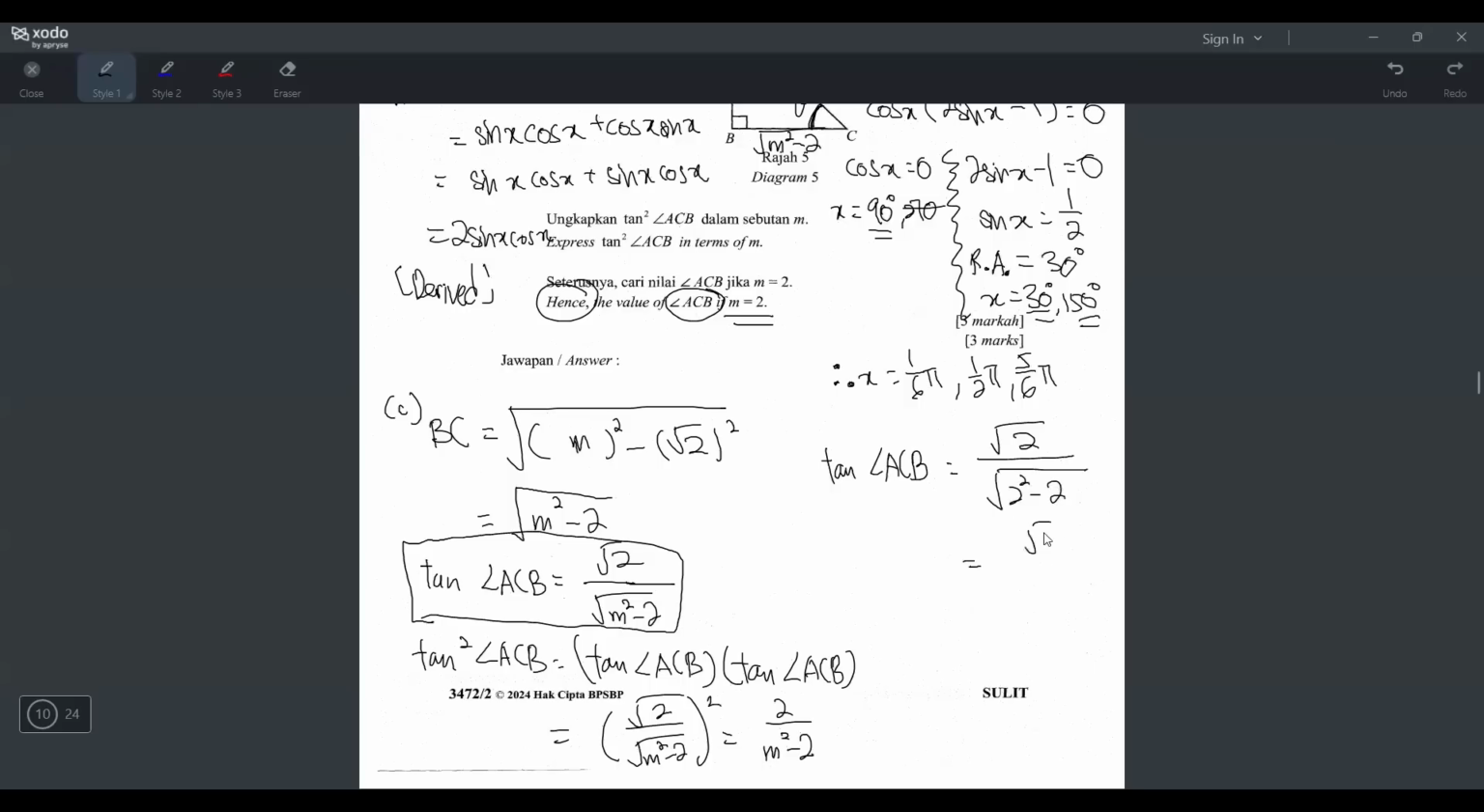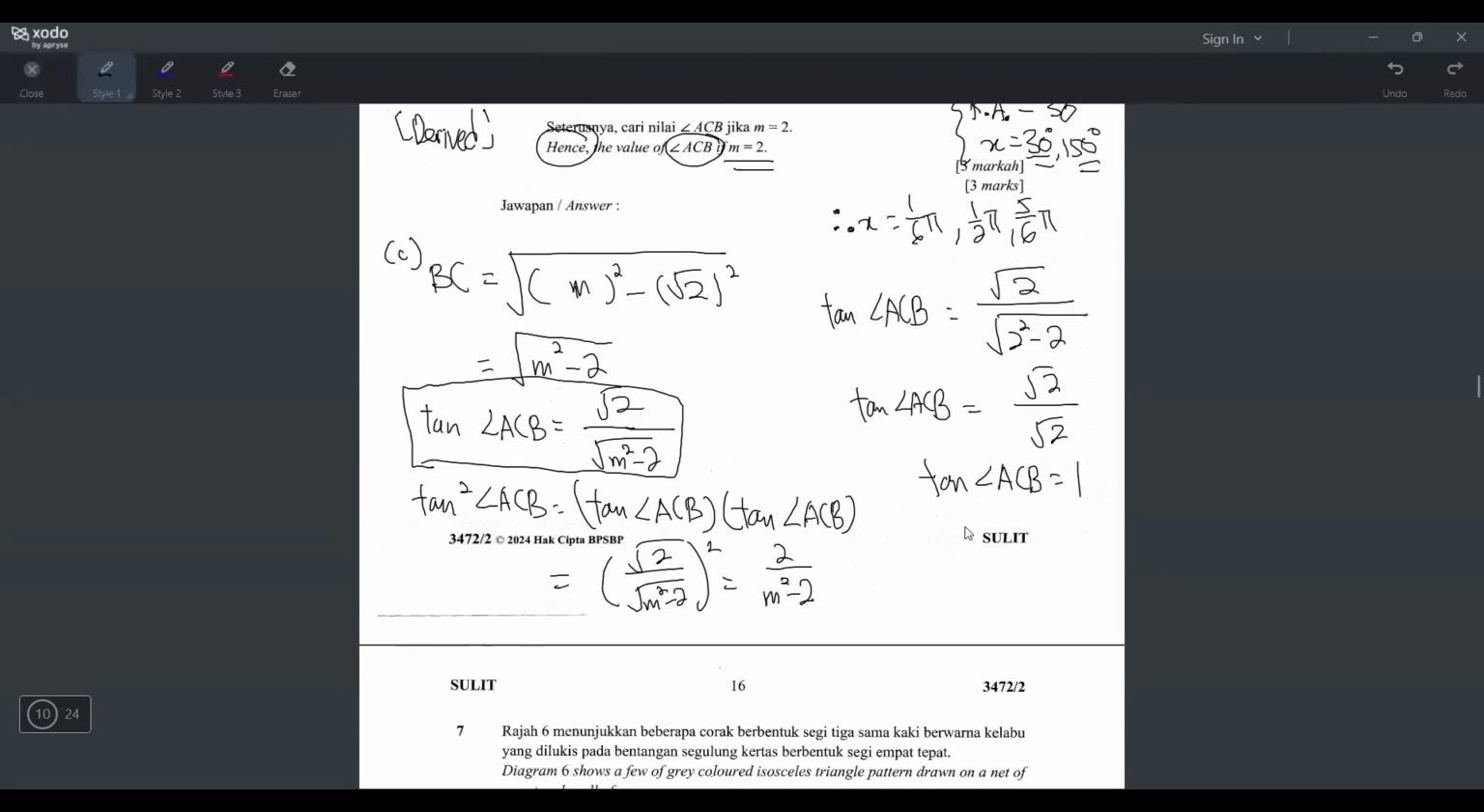Okay, and then now you get square root 2 over square root of 2 square, which is 4, 4 minus 2, which is 2. So tangent angle ACB is square root 2 over square root 2. Can cut. So that is 1. So tangent ACB is 1. Right? And now how to find ACB?